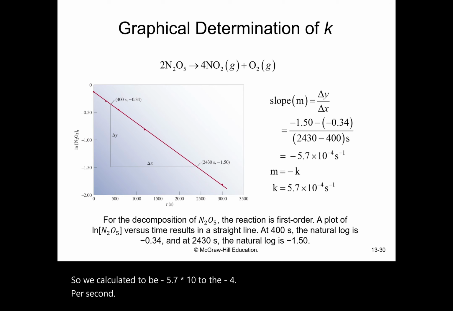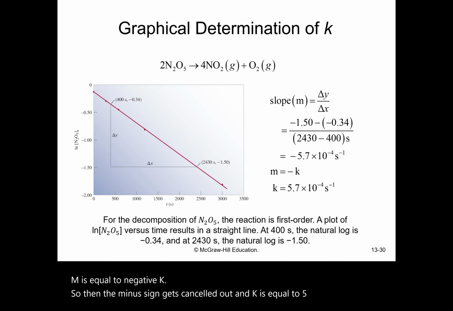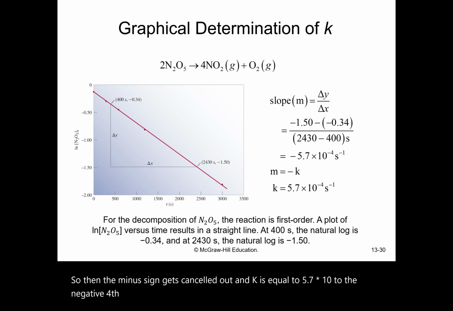m is equal to negative k, so the minus sign gets cancelled out, and k is equal to 5.7 times 10 to the negative 4th per second.